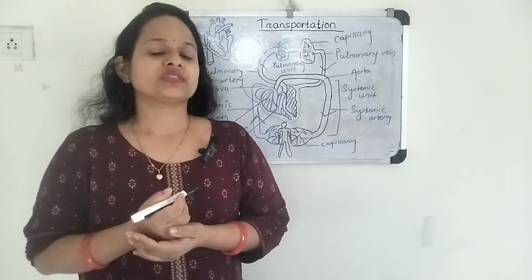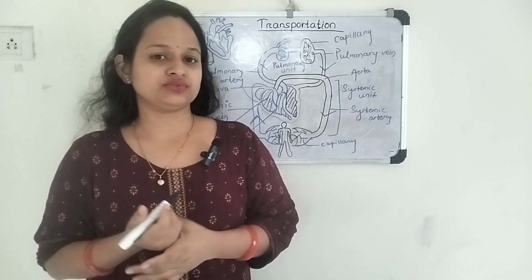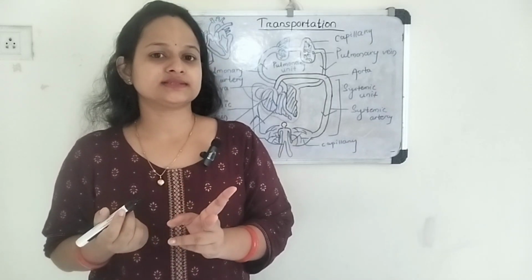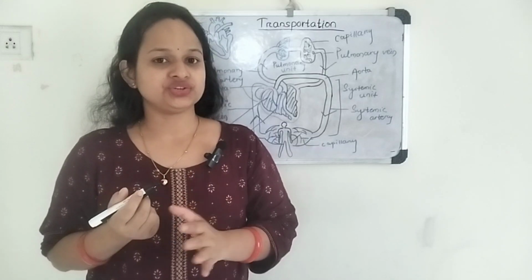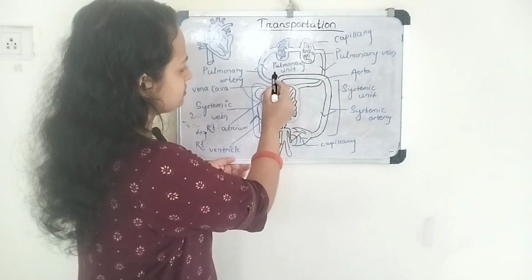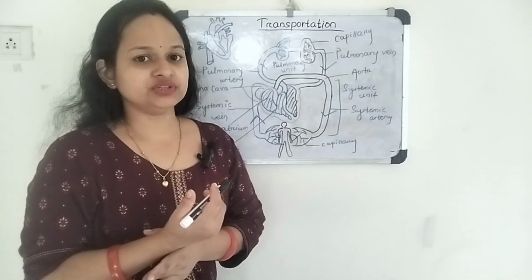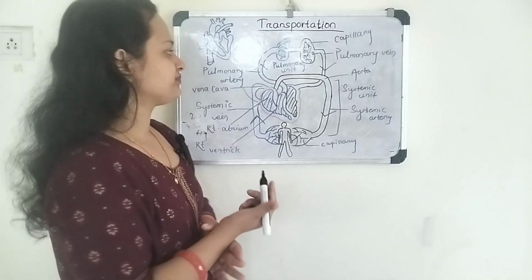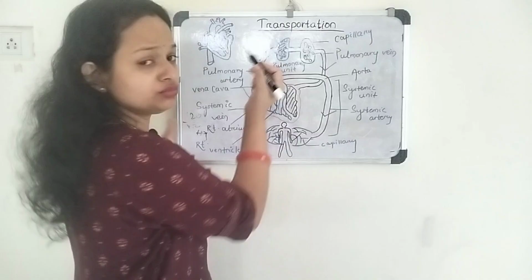Then we come to the circulation in humans, which is double circulation. This means the blood enters the heart twice. The two pathways are the systemic pathway and the pulmonary pathway. So first we come to the pulmonary pathway. What happens in the pulmonary pathway?